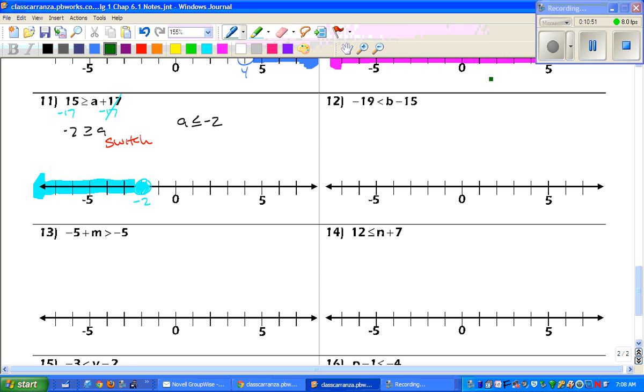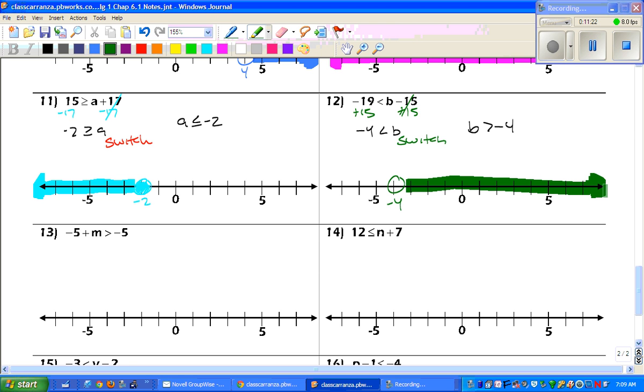All right, last one we're going to do together. Add 15 to both sides. -4 is less than b. All right, we have to switch this because the b is not first. Pac-Man is eating the b, pointing to the -4. We're going to do an open circle at -4, and it's greater than, so we're going to shade to the right.